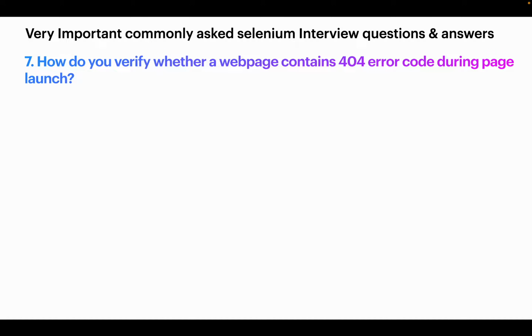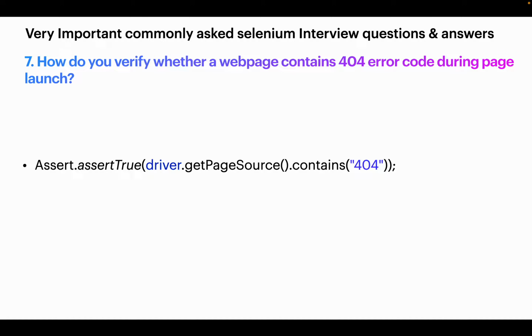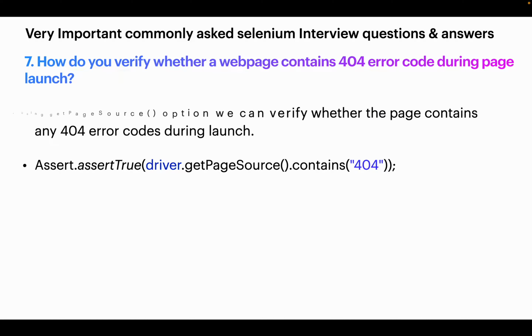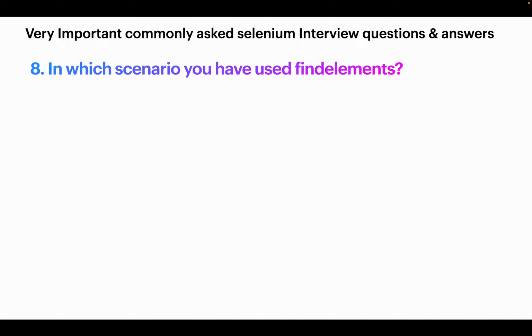So while automating, we have to make sure during page load there are no unwanted errors present inside the web page. Okay, so we can basically achieve this using get page source. So using the get page source option, we can verify whether the page contains 404 error during page launch. Okay, just assert it, and using the get page source method you can verify this scenario. Okay. So in which scenario have you used find elements?